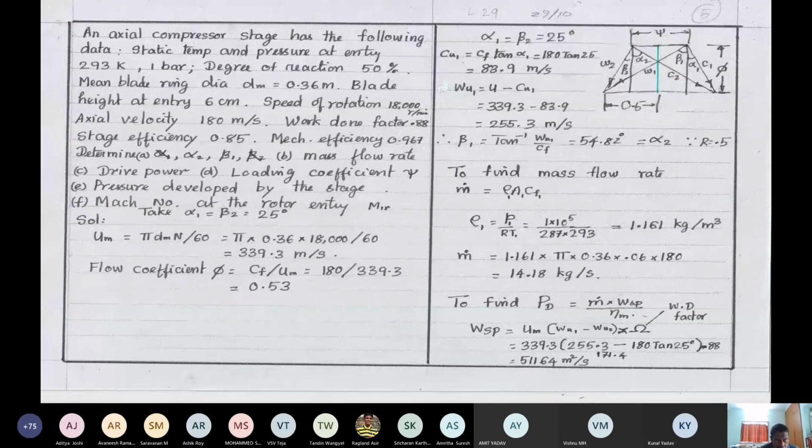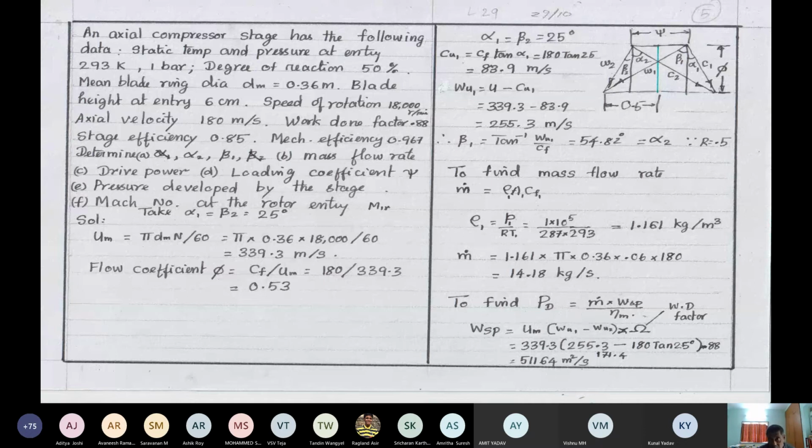The following data: static temperature and pressure at entry are 293 K and 1 bar. Degree of reaction is 50%. Mean blade ring diameter 0.36 meters. Blade height at entry is 6 centimeters. Speed of rotation is 18,000.